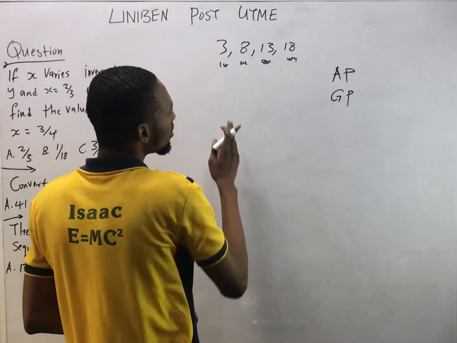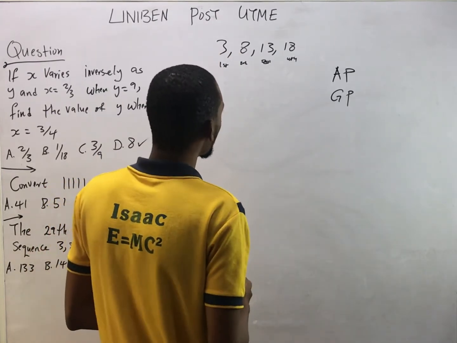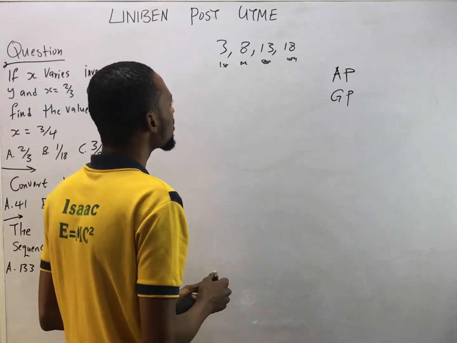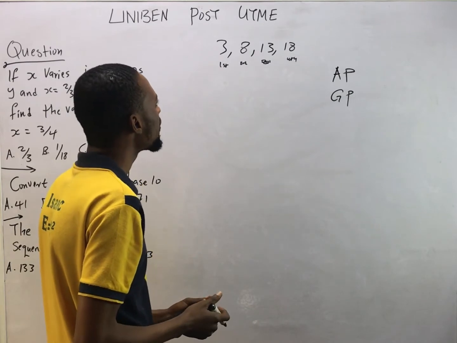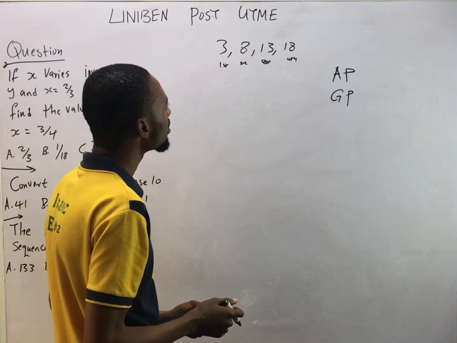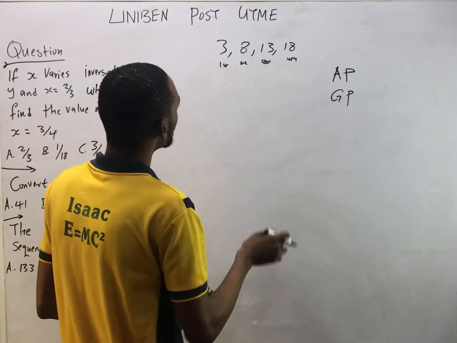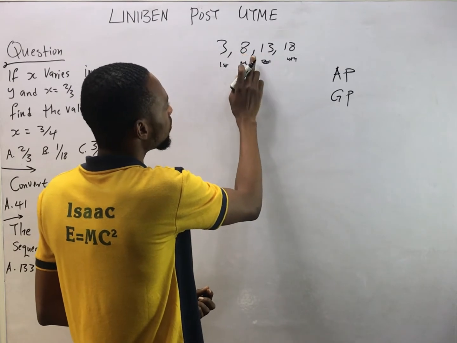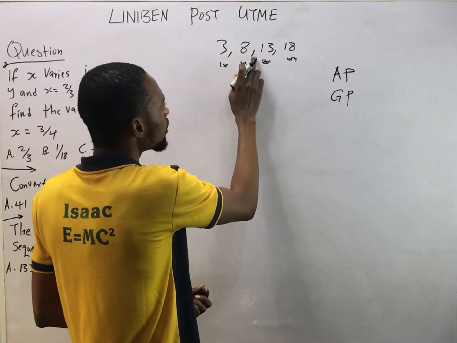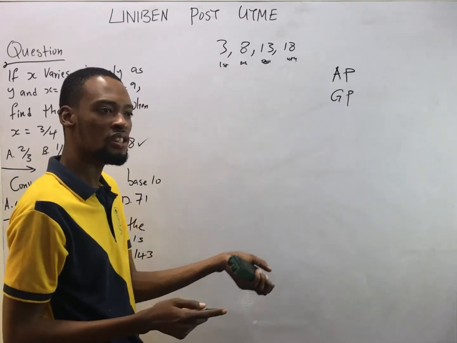So now let's look at it. 8 minus 3 is 5. 13 minus 8 is 5. 18 minus 13 is 5. But 8 divided by 3 is not the same thing as 13 divided by 8. No. Because this value will give you more than 2, this one will give you more than 1, this is not up to 2. So it's not a geometric sequence. It is an arithmetic sequence.